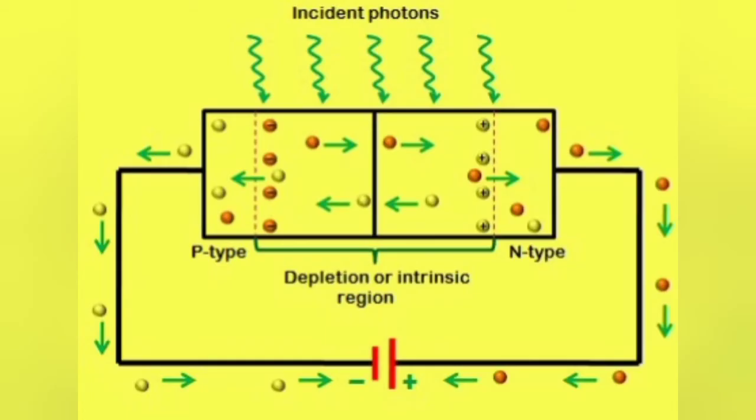Basically, if we talk about the working of a photodiode, electron hole pairs are formed when the photodiode gets photons of energy more than 1.1 electron volt, and when they hit the diode, only then are the electron hole pairs formed.